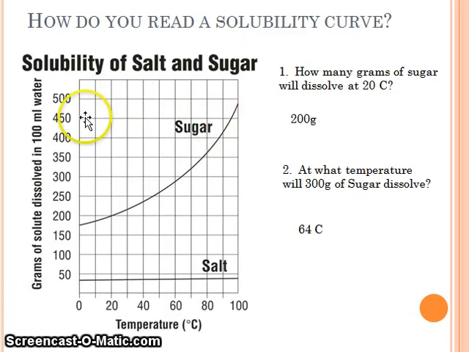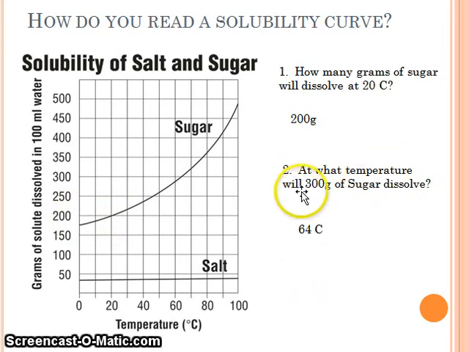Let's take a look at these examples using a solubility curve of salt and sugar. The question here is, how many grams of sugar will dissolve at 20 degrees Celsius? To answer this, we need to find where the temperature scale is. We go from 20 up to the sugar curve, and we go across, and it's 200 grams.